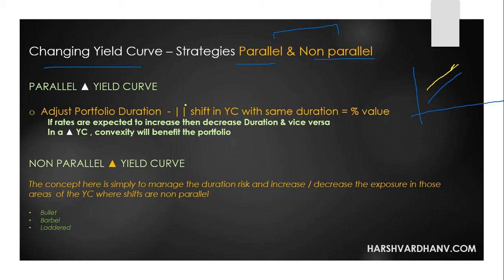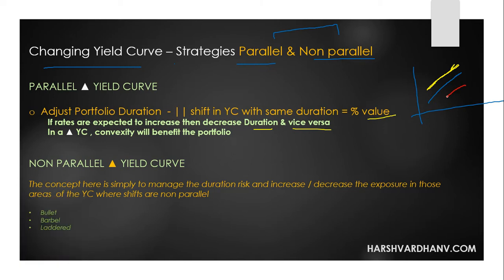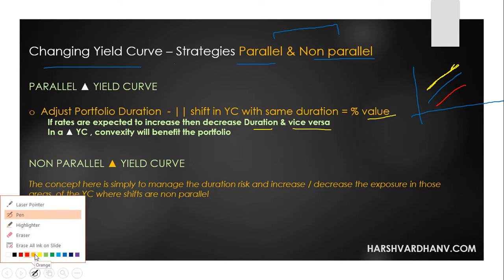So adjust the portfolio duration. Parallel change in yield with the same duration, same value. If rates are expected to increase, then decrease the duration, and vice versa. Let's take the upward parallel shift, and also the downward parallel shift. If it's an upward parallel shift, if the rates are expected to increase, then decrease the duration, and vice versa. It's very simple that way.